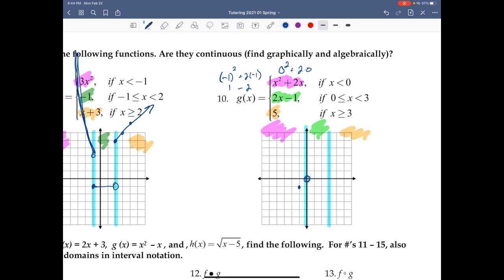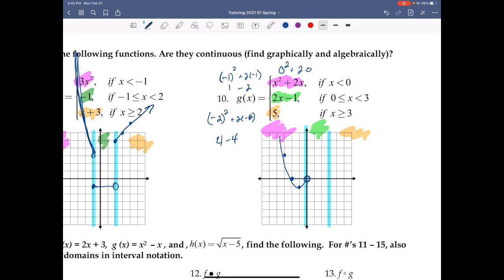Maybe not. Where's the vertex on that one? Maybe that was the vertex. So if we plug in -2 squared, we get 4 plus 2 times -2. That ends up being 4 minus 4 is 0. Yeah, that was the vertex. And so then from there, it's going to go up and over, and so we get that kind of parabola.